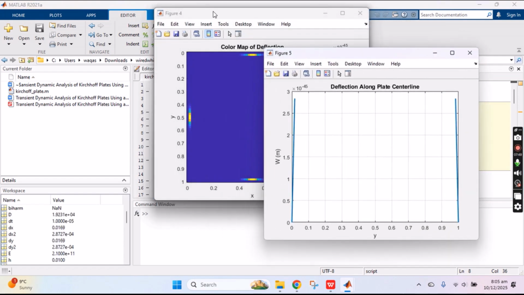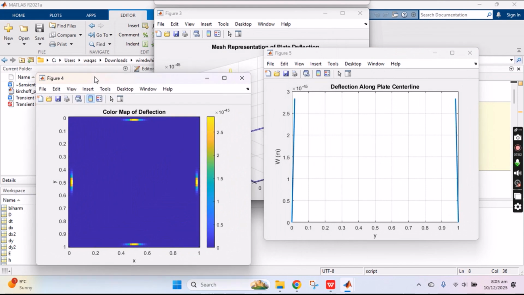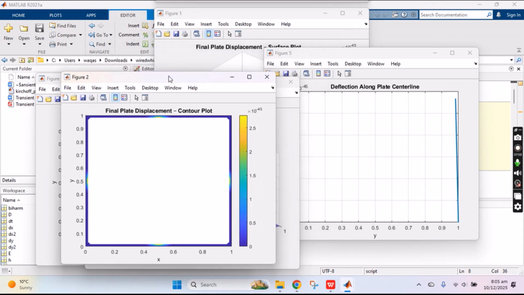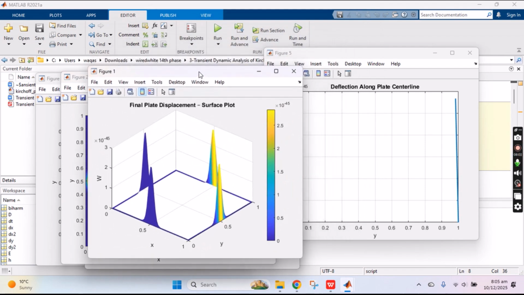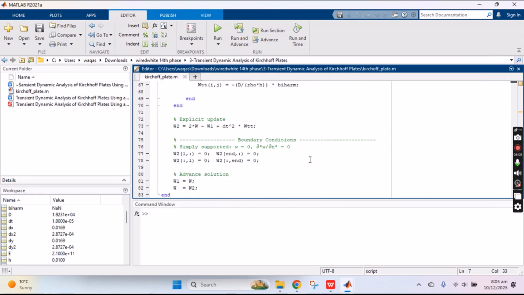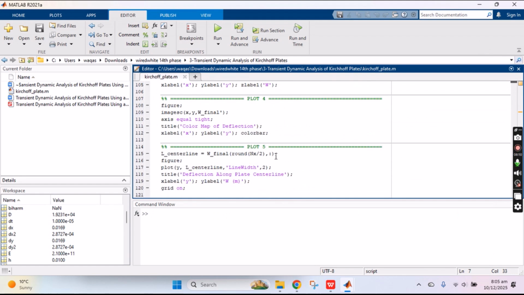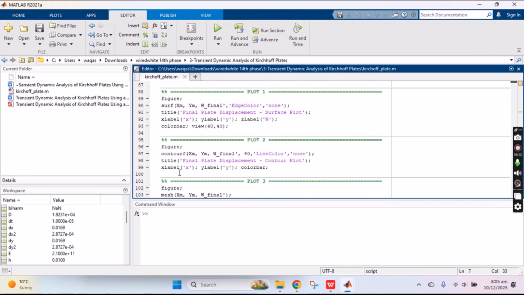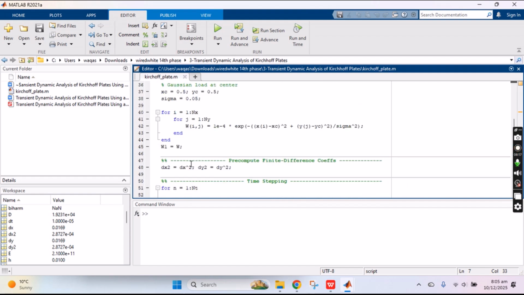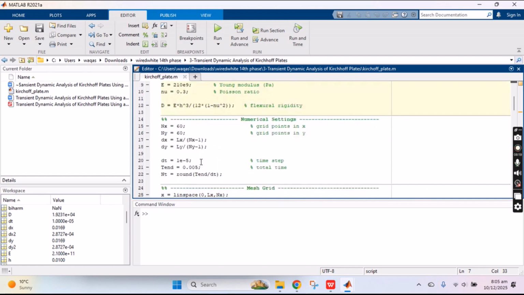See, these are the output results of deflection along the plate center line, with color map of deflection, the mesh representation of plate deflection, the final plate displacement contour plot as well as the final plate displacement surface plot. So this is the MATLAB code in which all the sections are defined with comment sections as well. You just read it and you will understand all the sections clearly. Okay, thank you.